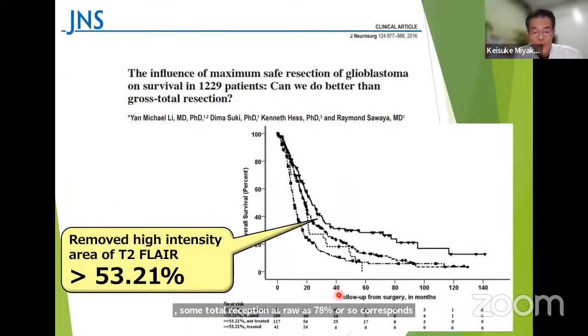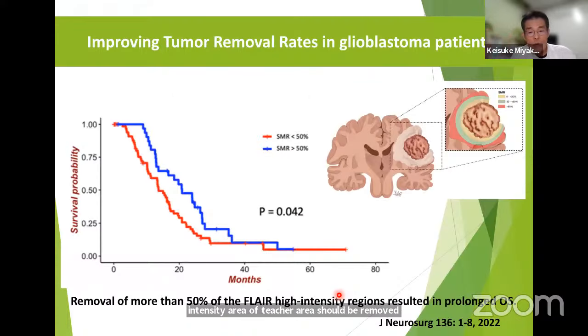The other paper shows that supratotal resection has been proposed to determine the extent to which the high-intensity area of T2 FLAIR should be removed. According to this JNS paper, this Kaplan-Meier curve shows that removal of more than 50% of the FLAIR high-intensity lesions resulted in prolonged overall survival.